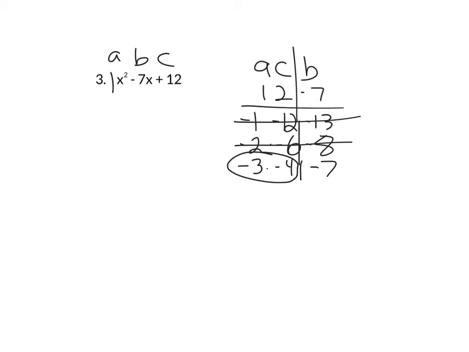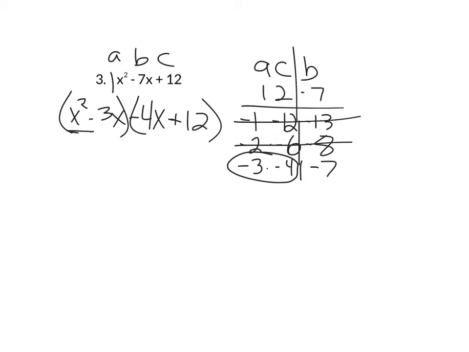Again, if you don't want to show the lines there, you don't have to. We just know we have to write this in 4 terms. So x squared minus 3x minus 4x plus 12. Okay, go ahead and group, and then we start dividing.